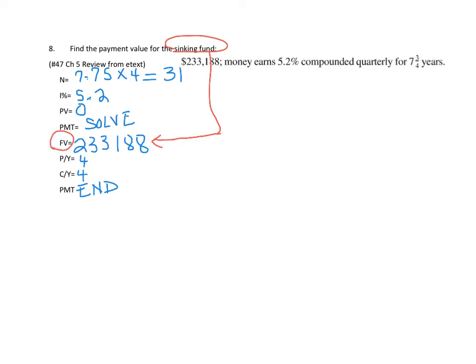And then, of course, money earns 5.2% compounded quarterly for 7 3/4 years, which I use 7.75, and 7.75 times 4 payments a year means that there's going to be 31 payments and compoundings. And of course, this is going to be, again, at the end of the period, so don't forget to change your TVM solver. If you have used it, you need to change that back to the payment being at the end.